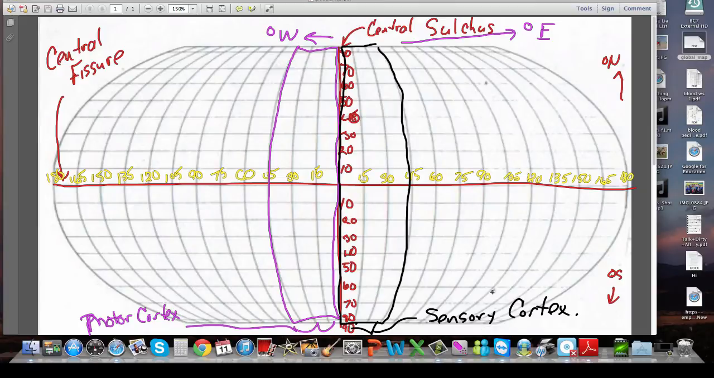Number 3, plot the following on your globe. They are found in the motor cortex. Now I'm only going to do a few of these rather than all of them. You need to do the rest.